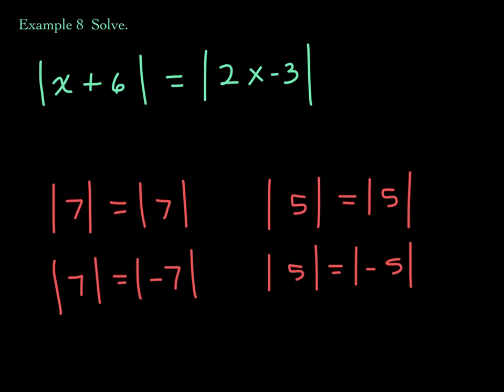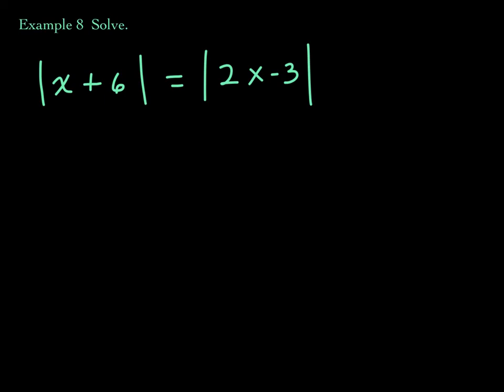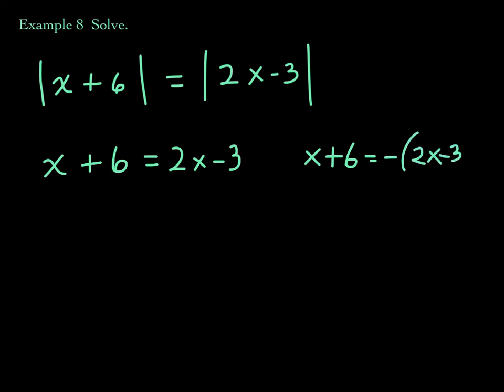So that's the logic I'm going to use for this example. I'm going to say that this statement will be true if, now watch this, x plus 6 is equivalent to 2x minus 3, or x plus 6 is equal to the opposite of 2x minus 3. Now, you did not have to take the opposite of the second expression. You could have taken the opposite of the first expression. In other words, you could have said the opposite of x plus 6 is equal to 2x minus 3, okay?